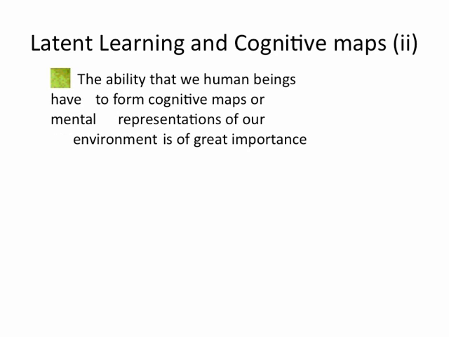The ability that we, human beings, have to form cognitive maps, or mental representations of our environment, is of great importance. Now, if I give you a word problem: Sally had 6 slices of pizza and Tommy had 8 slices of pizza, how many whole pizzas do they have? You would probably sit there, draw a circle, and cut up the pieces. That is a cognitive map. That's a mental representation of the problem.